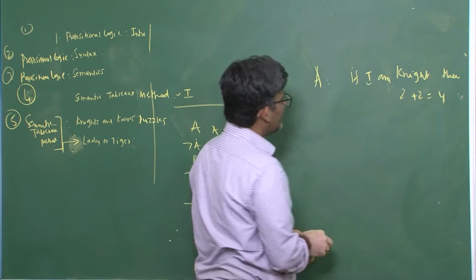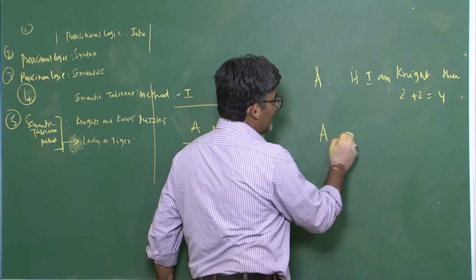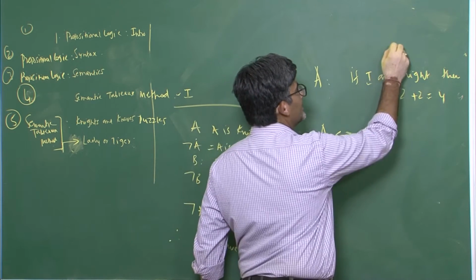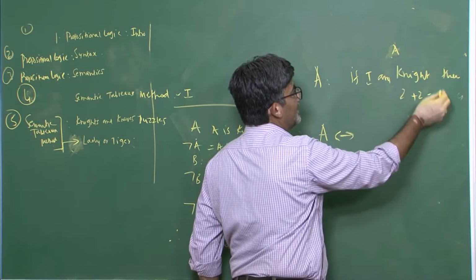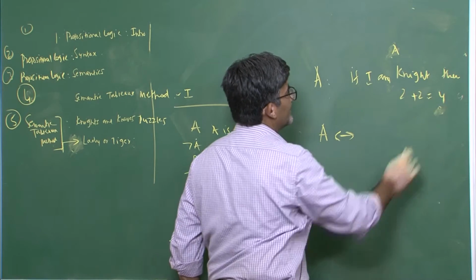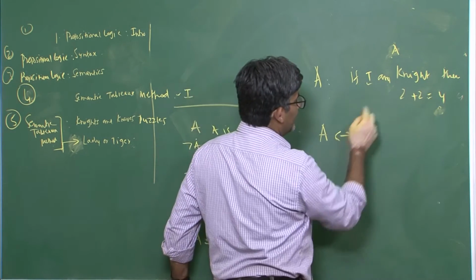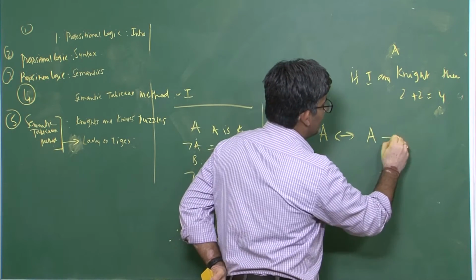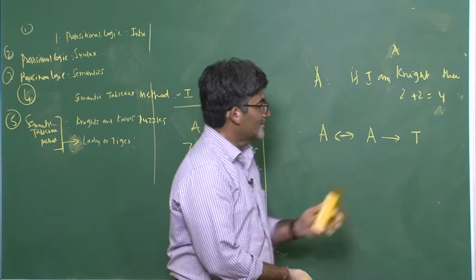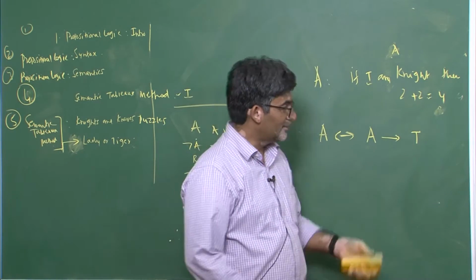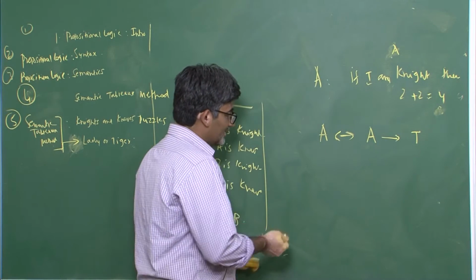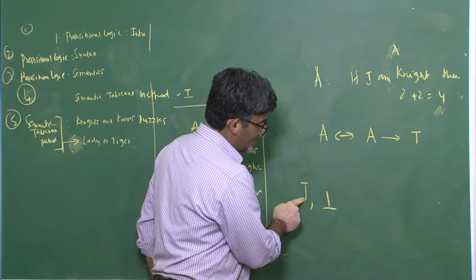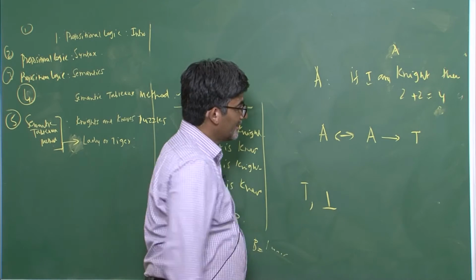So this sentence can be represented like this: A if and only if this thing, if this sentence is in the form of if P then Q. If this is represented as A and this is represented as B. So if I am a knight, in our original representation a knight is represented as A only. This leads to T. This T should not be confused with another propositional variable. There are two constants that we talked about in the syntax, T and bot. This stands for tautology, this stands for contradiction.